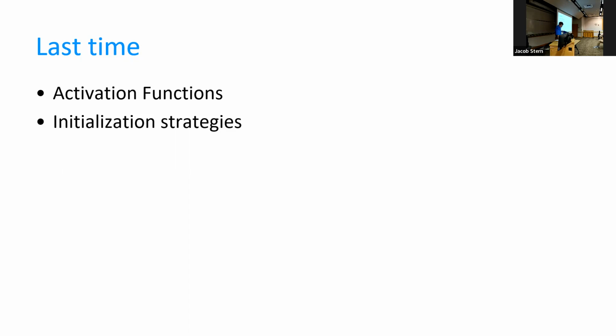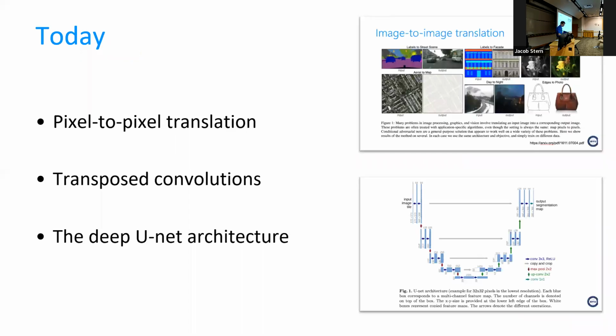So today we are going to be talking about specific training tasks, pixel-to-pixel translation, and then we'll be talking about transpose convolutions, and then the deep UNet architecture, which you all get to implement from scratch in Lab 4.